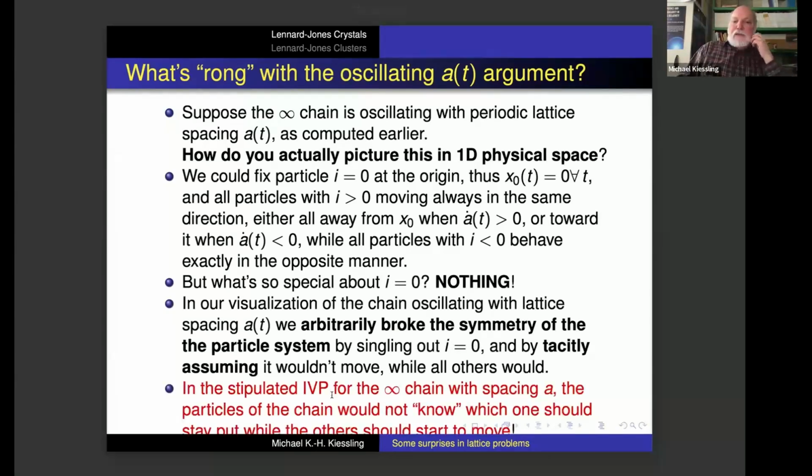But in the stipulated initial value problem for the infinite chain with spacing A, the particles of the chain would not know which one should stay put and which others not. So in fact, they don't move.